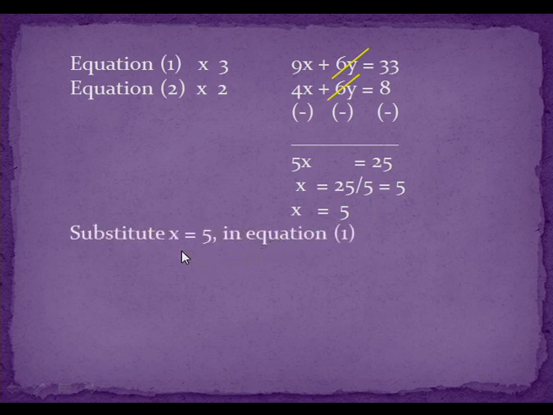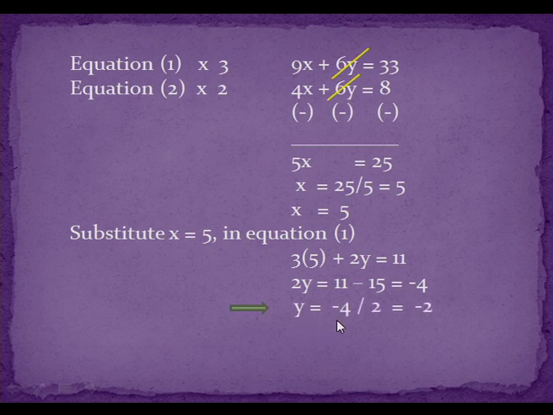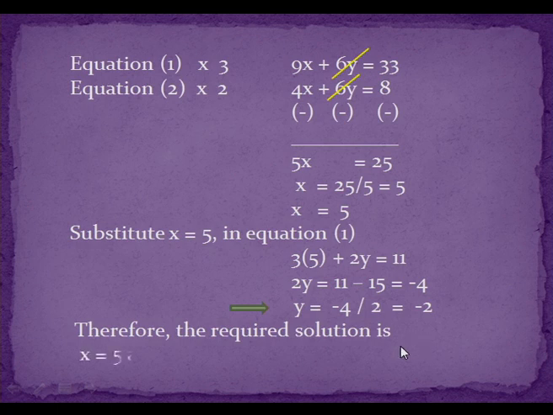Now, we substitute this x is equal to 5 in equation 1. So, wherever we have x, we are substituting 5 there. So, 3 times of 5 plus 2y is equal to 11. We get 2y is equal to 11 minus 15. 3 5s are 15 and we are transposing from LHS to RHS. So, 11 minus 15 gives me minus 4, which implies I get y value as minus 4 by 2, which is equal to minus 2. Therefore, the required solution is x is equal to 5 and y is equal to minus 2.